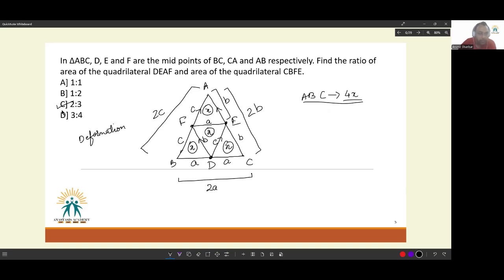And now perhaps you can come to your conclusion of the ratio of area of DEAF to CBFE is 2:3. But then you did not really need to do that. As soon as you assumed it to be an equilateral triangle, this processing would have become much easier.